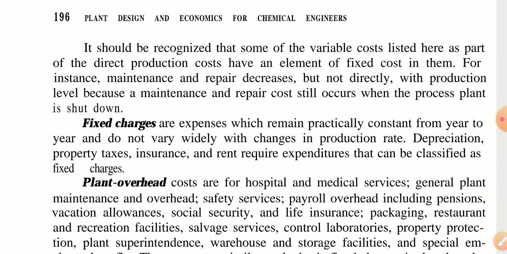It should be recognized that some of the variable costs listed here as part of the direct production cost have an element of fixed cost in them. For 2 points there is, fixed charge and plant overhead જોઈ લો એકવાર.